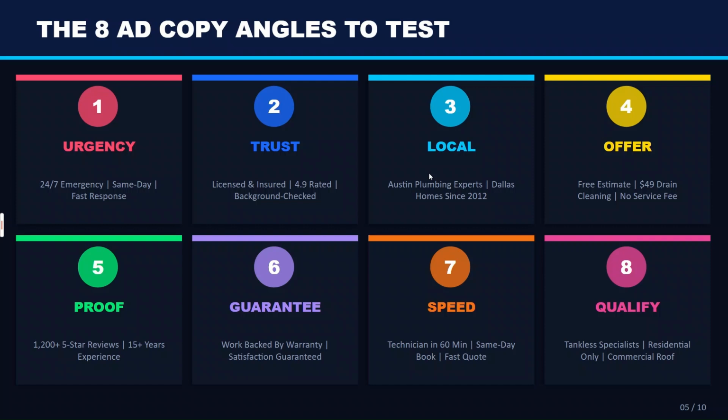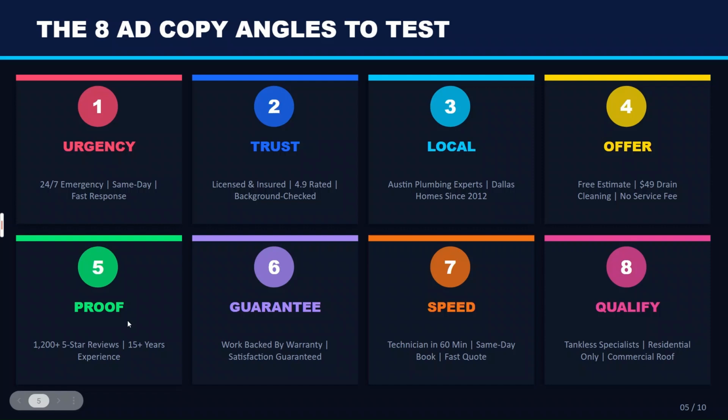And angle three is local relevance. Drop the city name in there, like Austin roofing experts, California roof repair service. Or serving Dallas homes since 2012. Local trust is huge for any local business. So always use local relevance. And angle four is offer. Free estimate, $49 drain cleaning, no service fee with repair, no hidden fees. This works really well when competition is high.